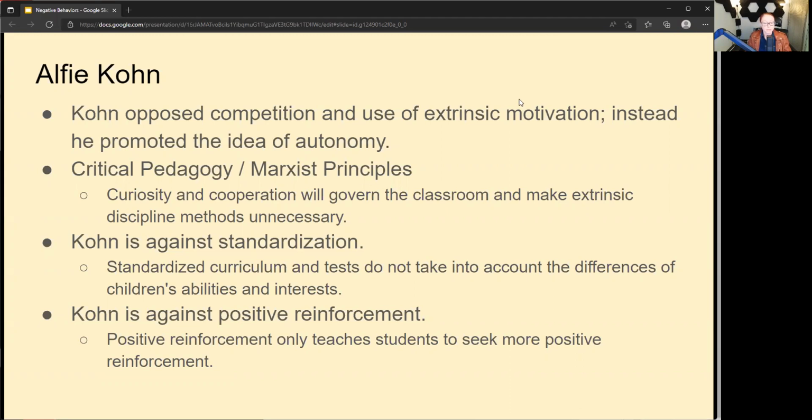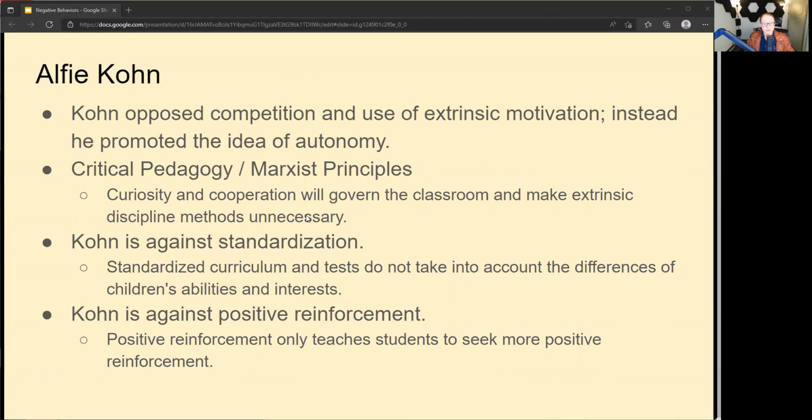Kohn is very much against positive reinforcement, which sounds a little bit unusual, right? We're used to the idea of positive reinforcement. But Kohn would argue that if you are constantly offering an incentive, then it's not intrinsic motivation anymore. Kids are not learning because they want to learn. They're learning because they want the sticker or the points or the stars or the treats, or even just teacher approval.